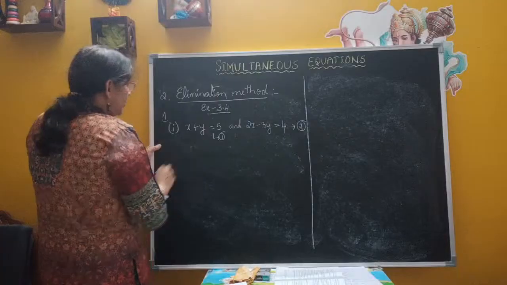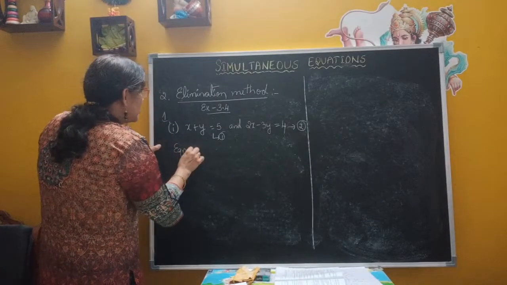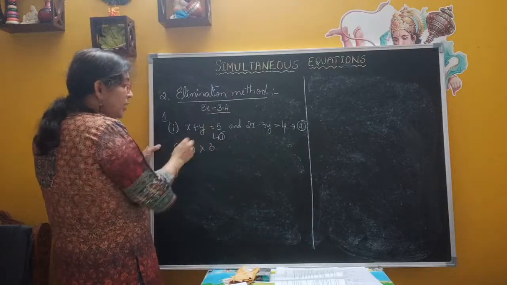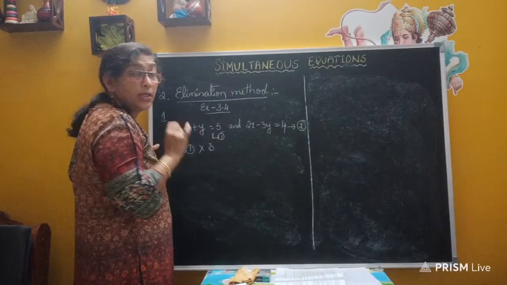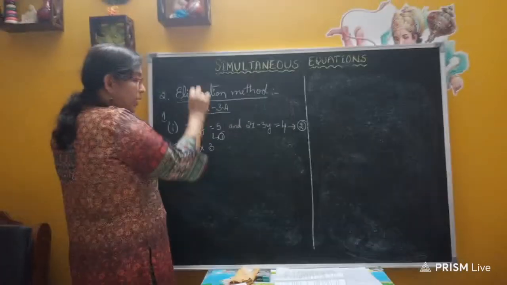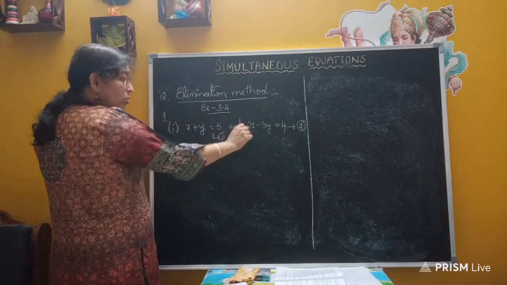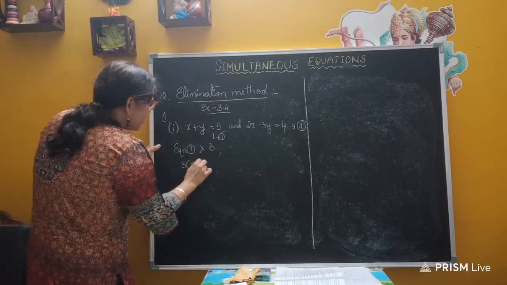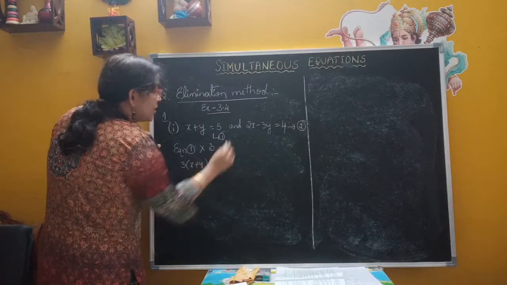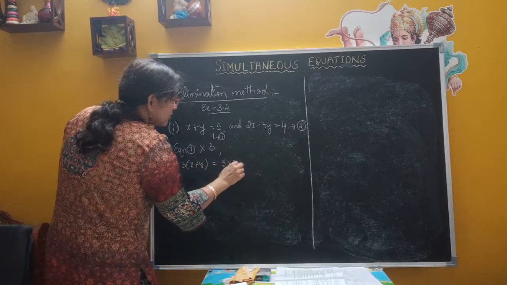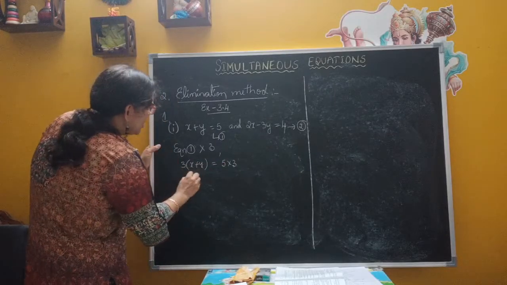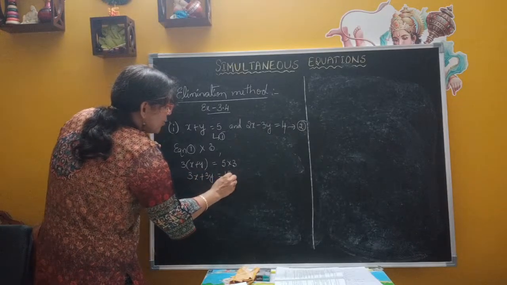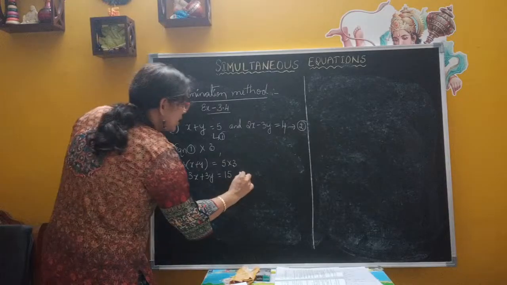Okay, now let me multiply equation 1 by 3. Throughout the equation means each of the terms must be multiplied, not only y or any constant. So 3 into x plus y for the LHS and here 5 into 3. So what do we get? 3x plus 3y is equal to 5 3s are 15. This is equation 3.